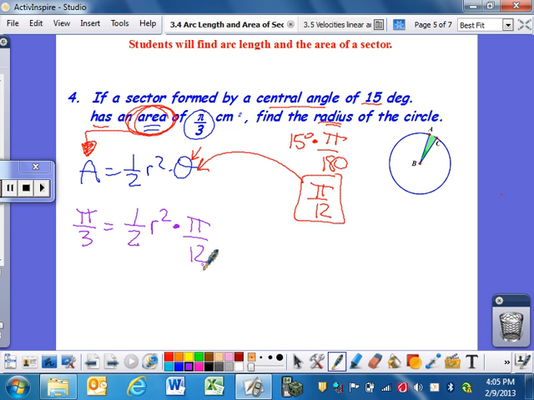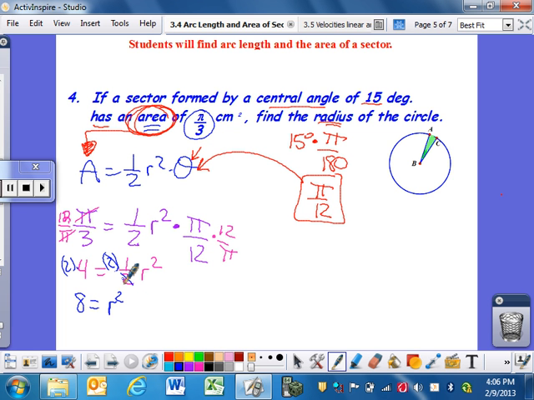So in whatever order you want, we need to get rid of this. How would I go about doing this? I'd multiply by 12 over pi to both sides. 12 over pi. So the pi's cross out. And I end up getting what? 12 over 3 is 4. And then I'm going to multiply by 2 to both sides. So I get 8 equals r squared.